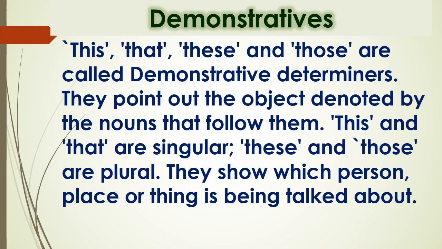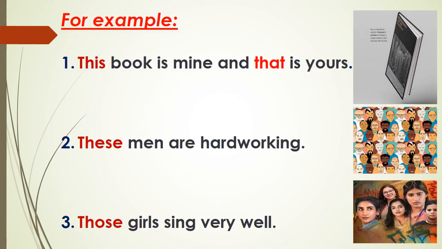So students, they point to the object denoted by a noun that follows them. This and that are singular and these and those are used for plural. Let's take some examples also. This book is mine and that is yours. These men are hardworking. Those girls sing well. So these are the examples of demonstrative determiners.